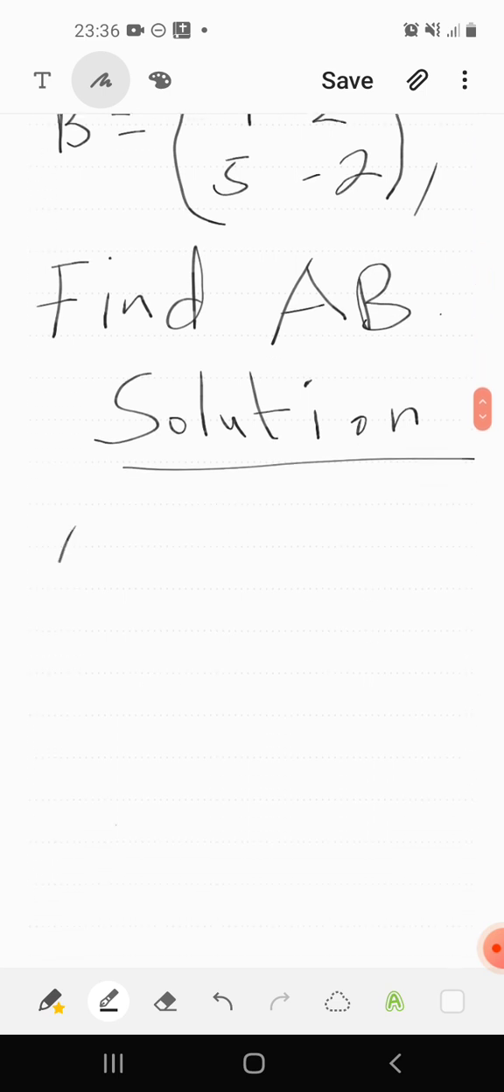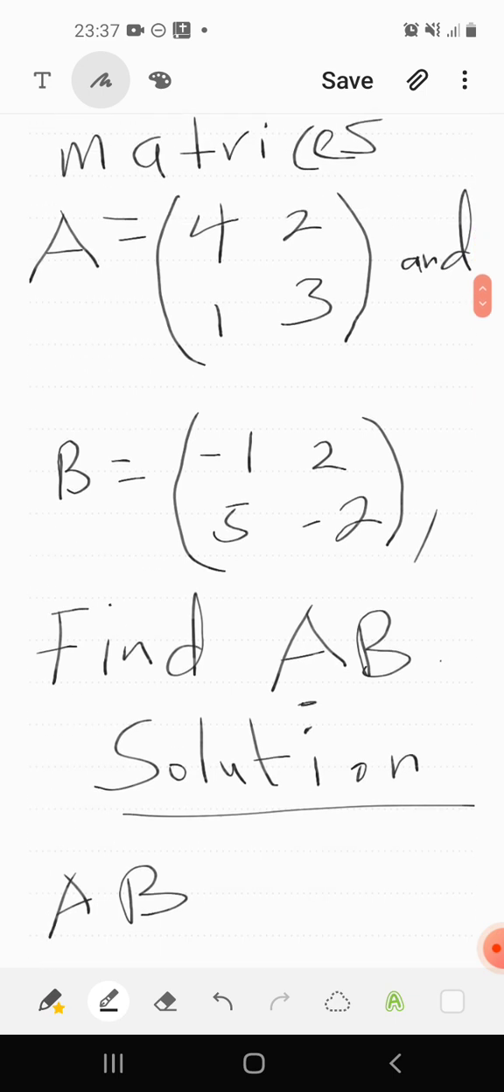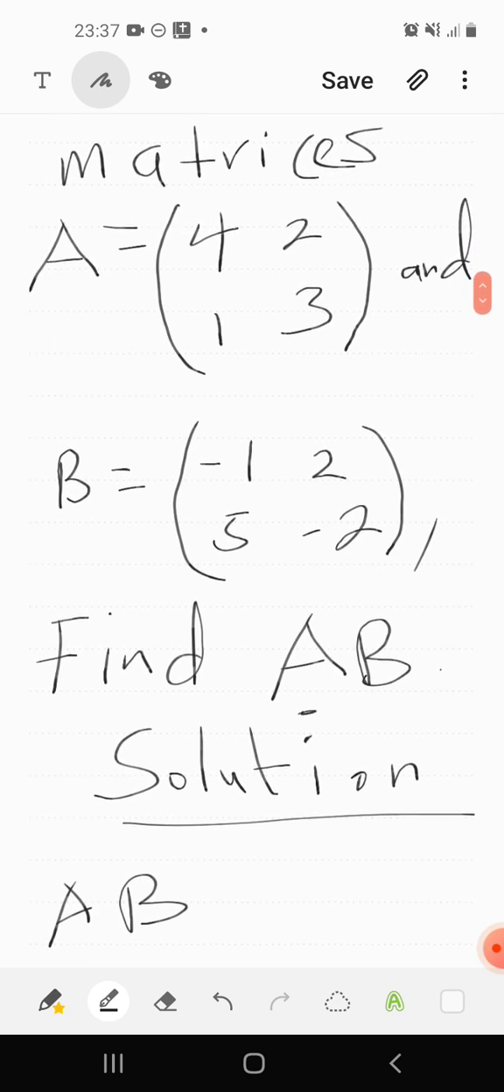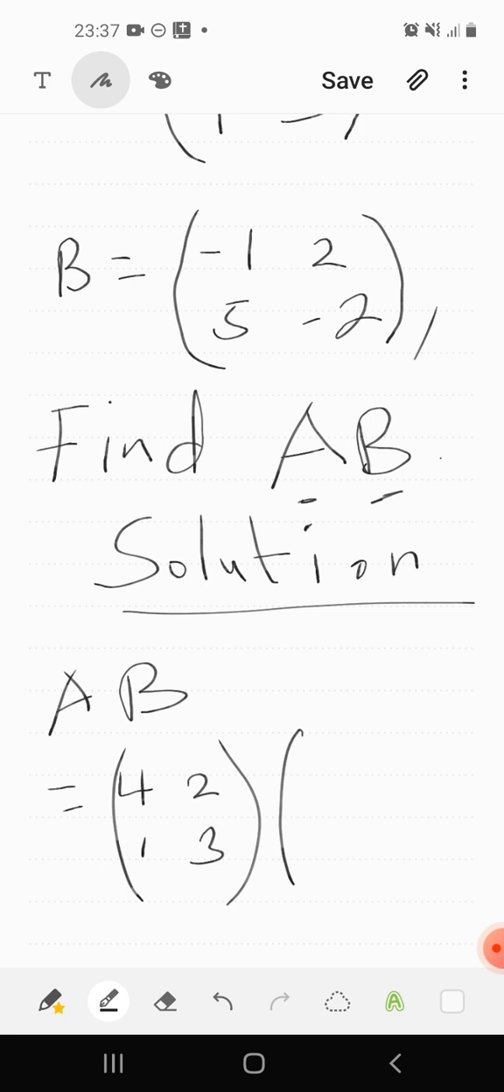So we have AB, which is matrix A multiplying B, equal to, okay, we are going to write what? Matrix A first. Matrix A is giving us 4 2 1 3, multiplying what? Multiplying matrix B. Matrix B is giving us negative 1 2 5 negative 2.